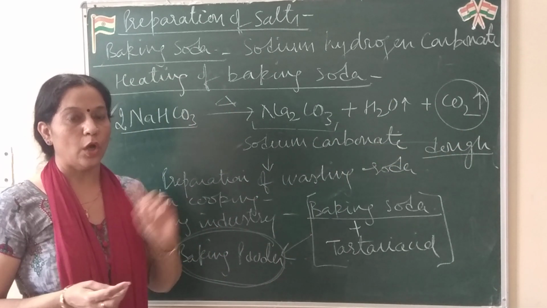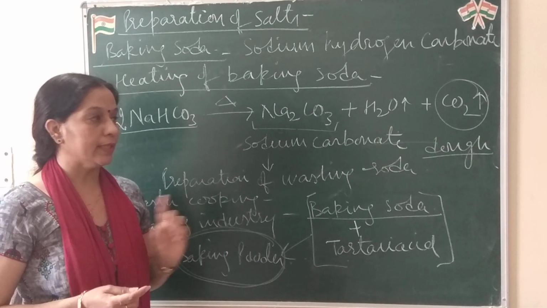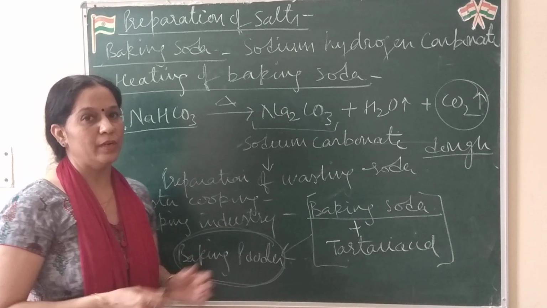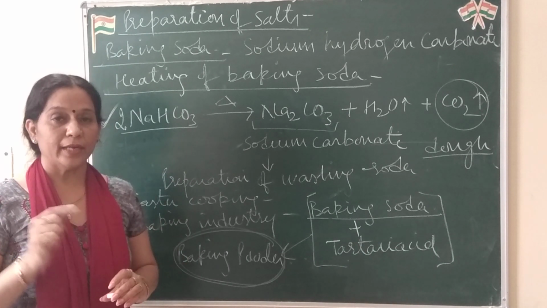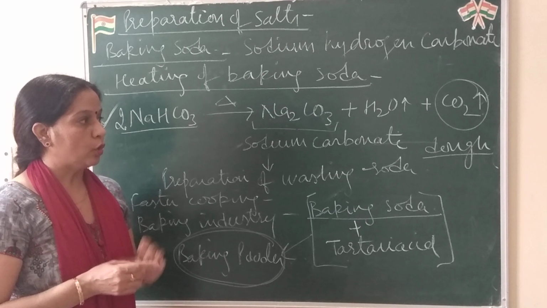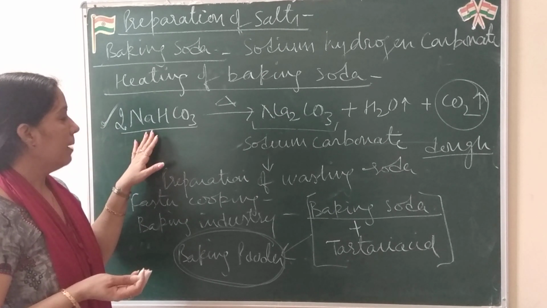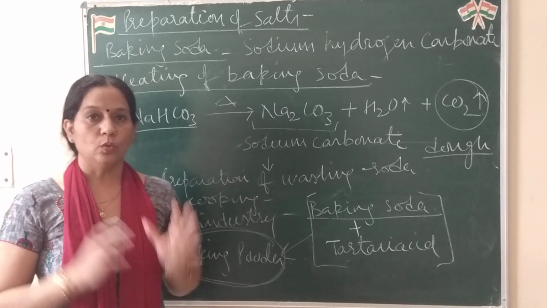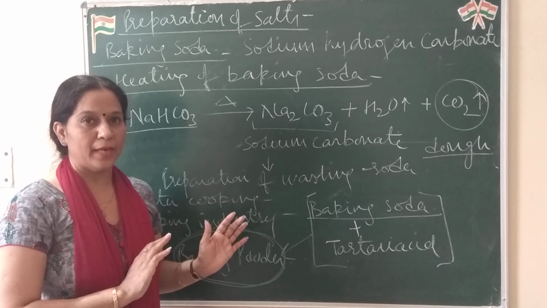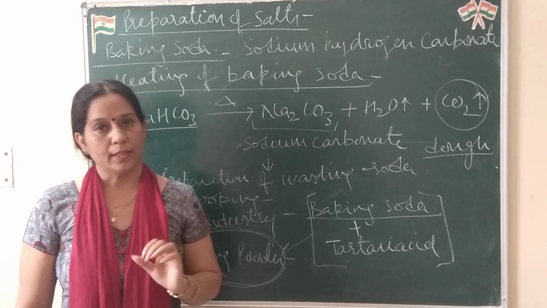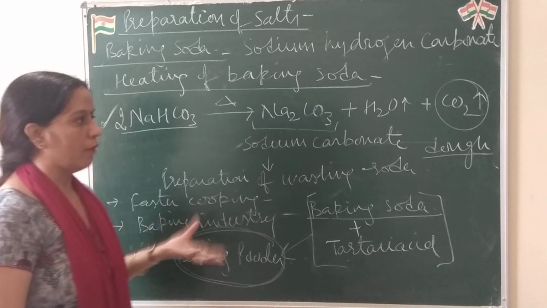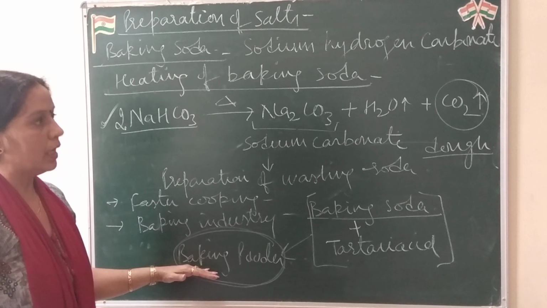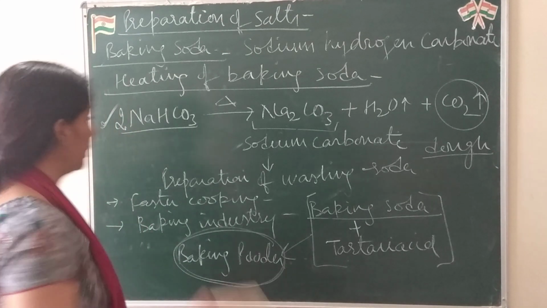This carbon dioxide gas will occupy space and it will make holes in the dough. And when you cool the dough, that carbon dioxide will escape, leaving behind the holes where it was occupying space, right? So when dough rises, due to the heating of baking soda, CO2 is released. CO2 occupies the spaces or holes in the dough, and on cooling, the gas escapes and leaves behind the holes in the dough. That makes the cake soft and spongy. So: faster cooking, the preparation of baking powder in the baking industry, and making tasty crispy pakoda.